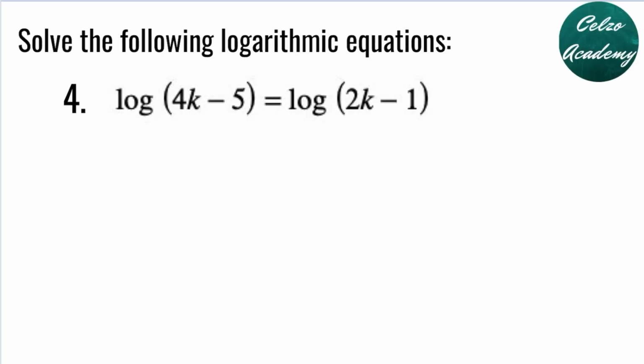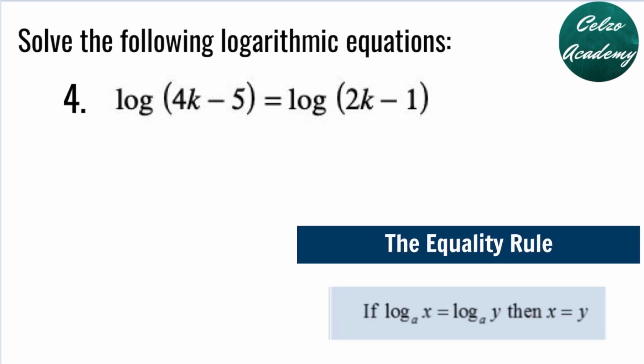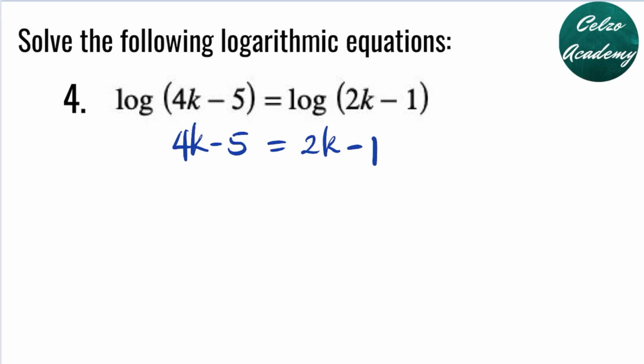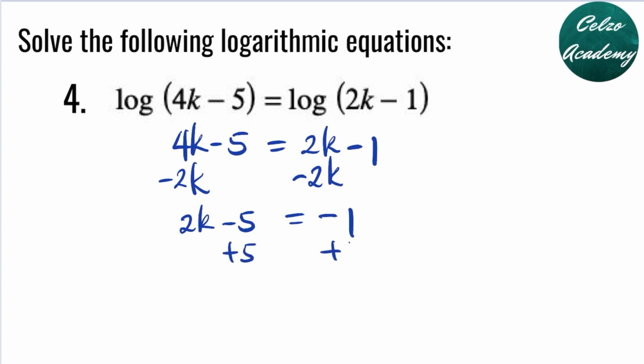Question number 4. Log of 4k minus 5 equals log of 2k minus 1. For both sides to be equal, the value of 4k minus 5 must be equal to 2k minus 1. Solving for k, we need to subtract 2k from both sides, and we will have 2k minus 5 is equal to negative 1. Adding 5 to both sides, we will have 2k is equal to positive 4.